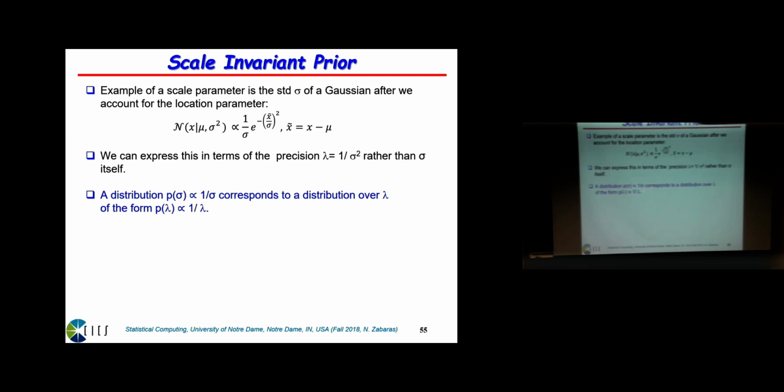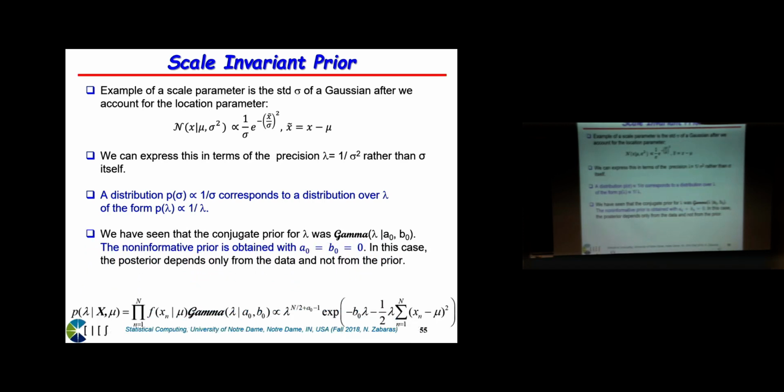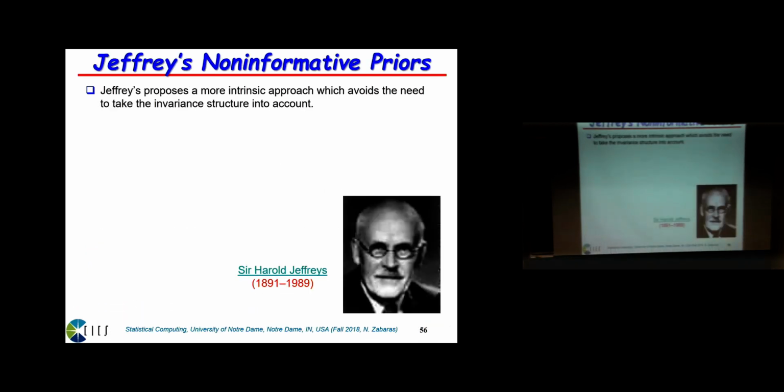So P of sigma is 1 over sigma, and P of lambda is 1 over lambda. Okay, these are these non-informative scale invariant priors. All right, so now I'm going to give you a more formal category of priors that go under the name of Jeffreys non-informative priors. Here is Sir Jeffreys.